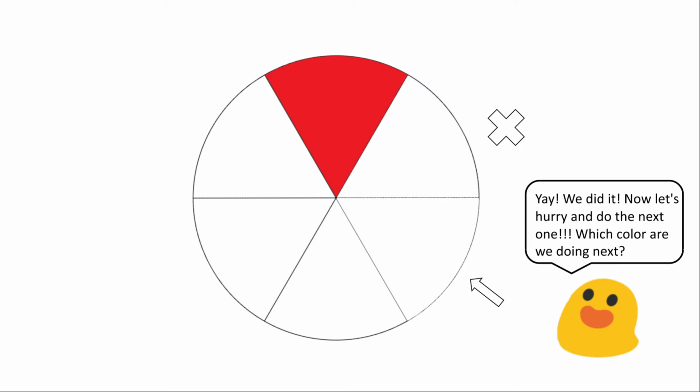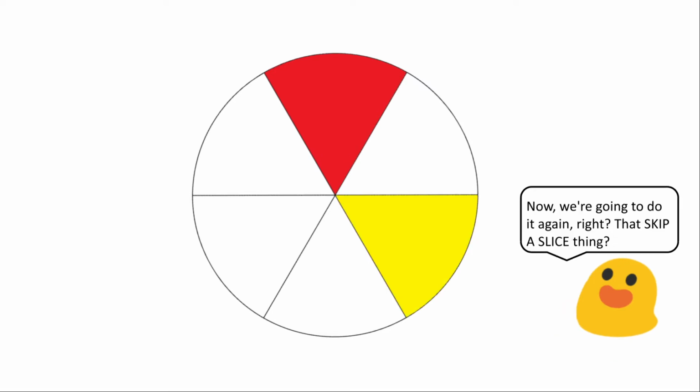So if y'all need a pause, y'all can. Okay, so we got the yellow done. We got red and yellow done. Yes, Doug, we are going to do the skip a slice again. So I want you to grab your blue color, and we're going to skip the bottom slice and go to the next one. And we're going to color that one in blue. So y'all can do that right now.